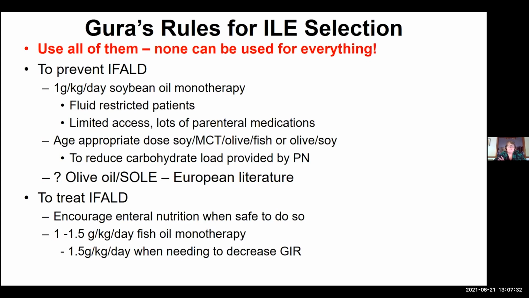And once the patient does go on to develop IFALD, well, we have to do what we've always done. We have to encourage enteral nutrition when it's safe to do so. That's the most curative practice. And if we have to do this, we have to go to fish oil monotherapy at a dose of 1 to 1.5 grams per kilo per day. We go with the higher dose, especially if we want to decrease the glucose infusion rate, again, to help with cycling. And also if a patient is malnourished, we've learned that this is actually a bit more beneficial.